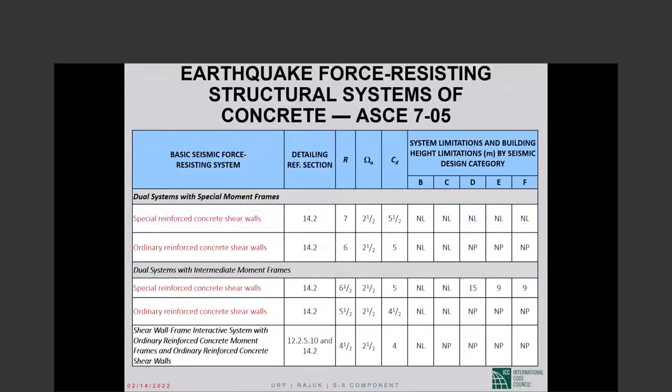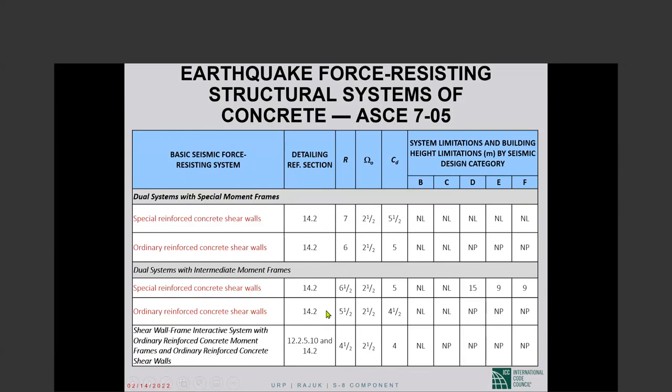If shear wall is part of a dual system featuring special moment frames, then for special shear walls, R value is 7. That is the highest we can get with a shear wall system. And for ordinary reinforced concrete shear walls, the R is 6. If our shear wall is used as part of a dual system that features intermediate moment frames, then for special shear walls, we get 6.5. And for ordinary shear walls, we get 5.5.